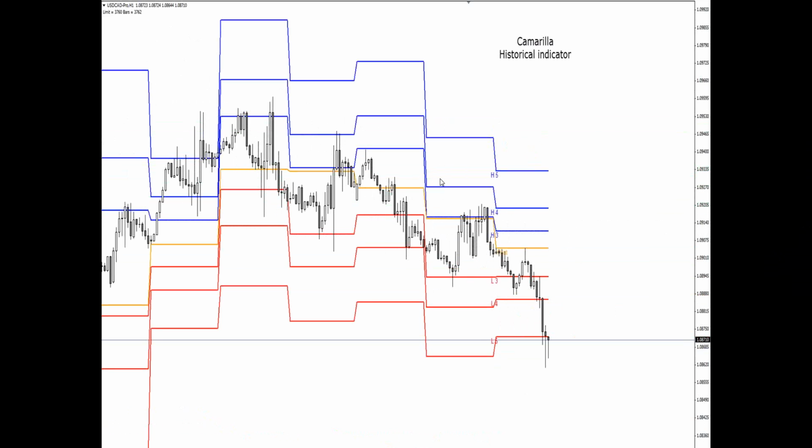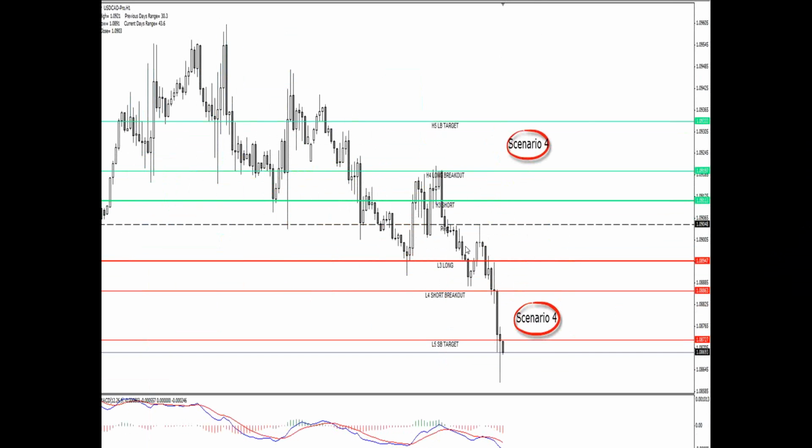This is only for history, to see how the indicator behaved in history. But intraday pivot points are for today. Tomorrow it will be different. A day after tomorrow will be different. So each time Camarilla plots those levels, they will be different.